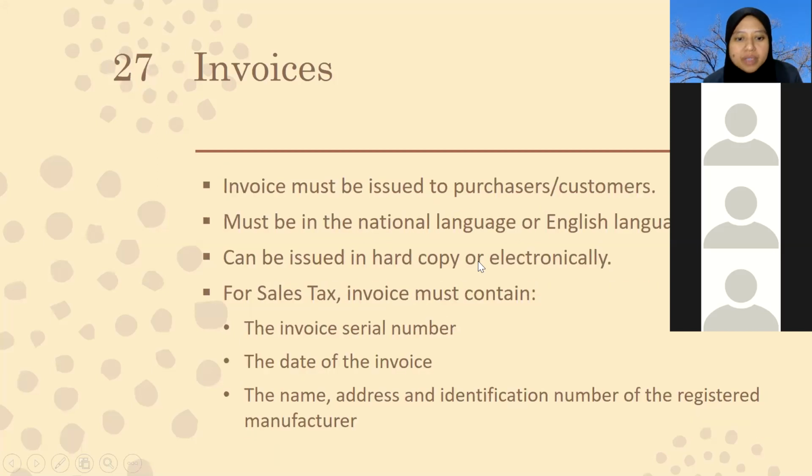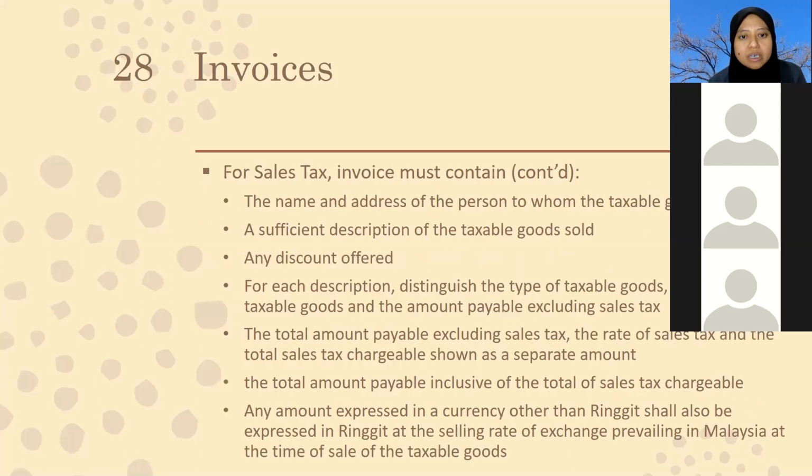The name, address, and identification number of the registered manufacturer. That means you as the seller, it must be shown on the invoice what your name is, what your address is, and the identification number. Basically when you register with customs, you will get this identification number. This number will be used by the purchaser to check whether you are really a registered manufacturer or not. So that must be shown on the invoice.